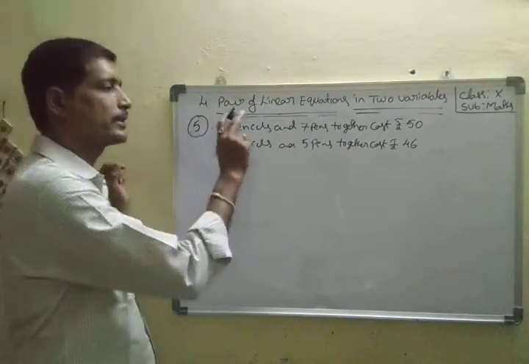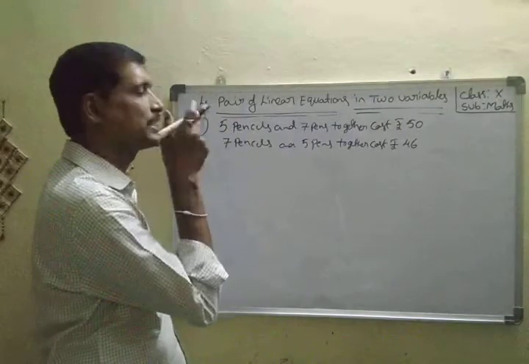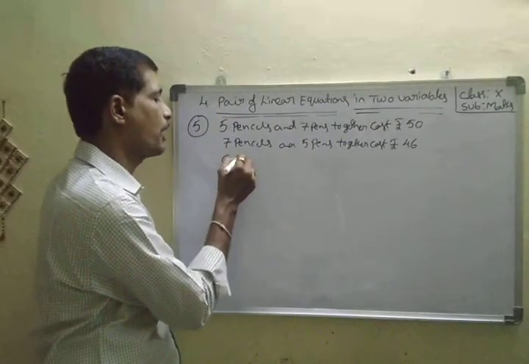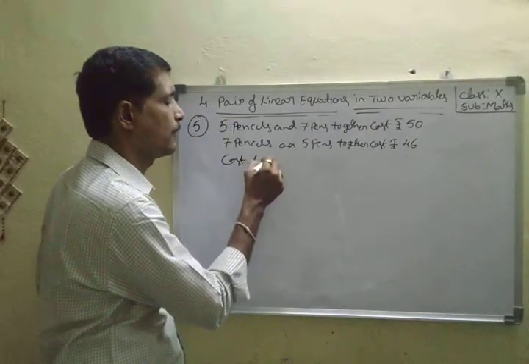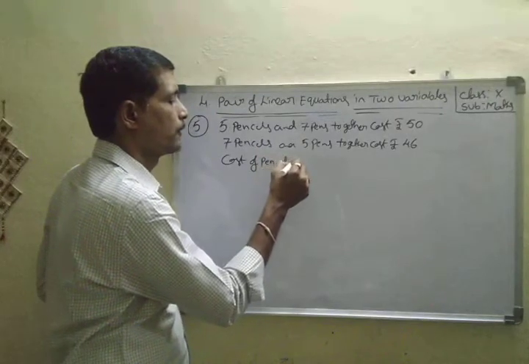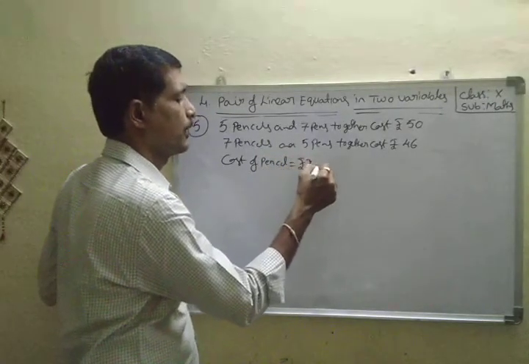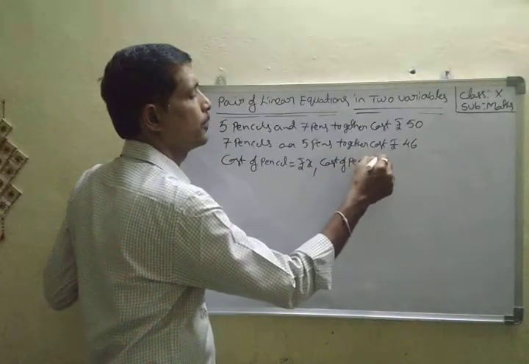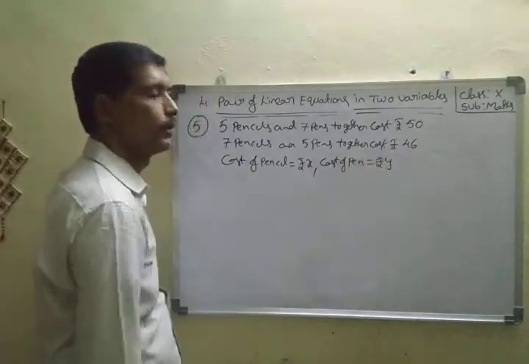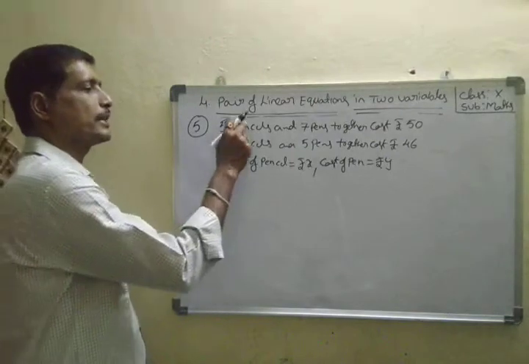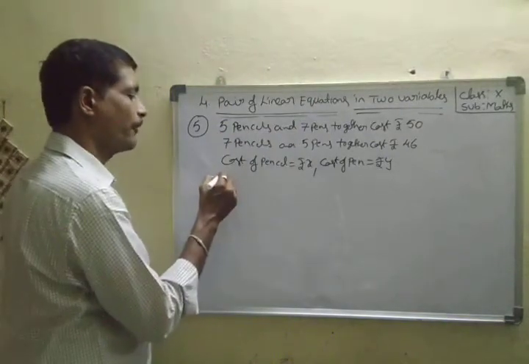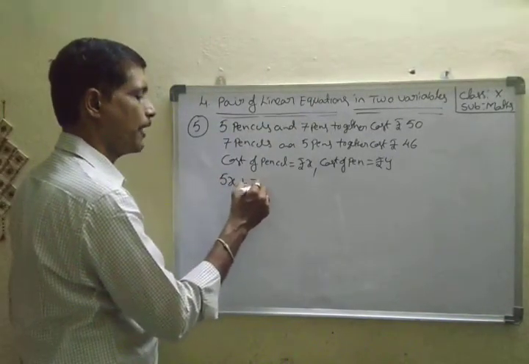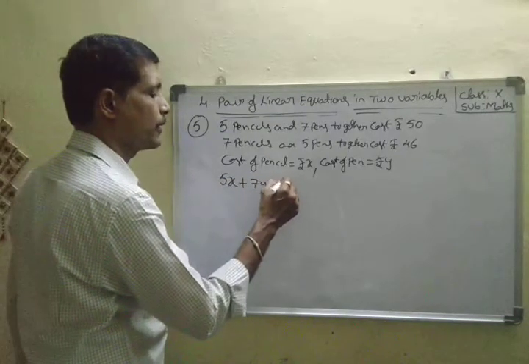Here the number of pencils is given, the number of pens is given, but the cost is not given. Therefore, let the cost of a pencil equal x rupees, and the cost of a pen equal y rupees. Here 5 pencils and 7 pens: therefore 5x + 7y = 50 rupees.